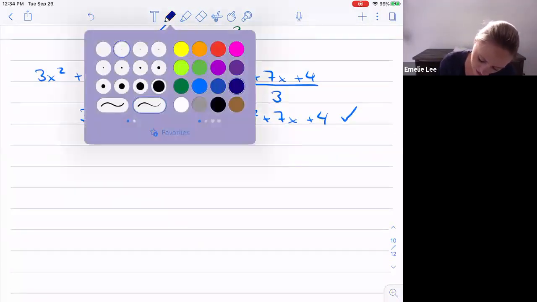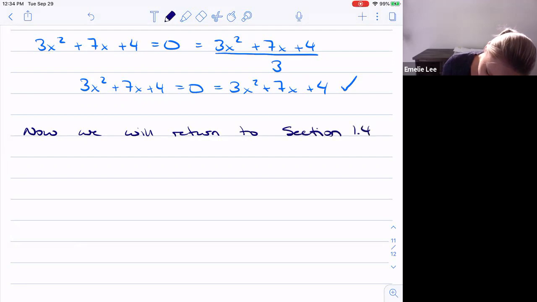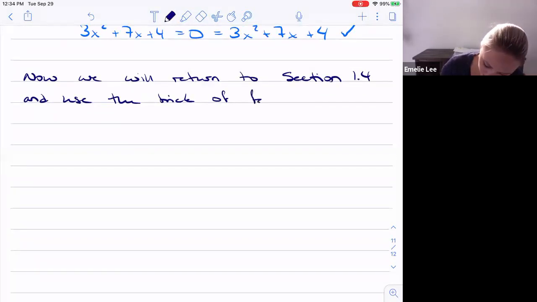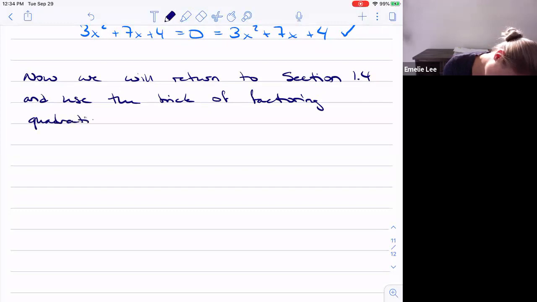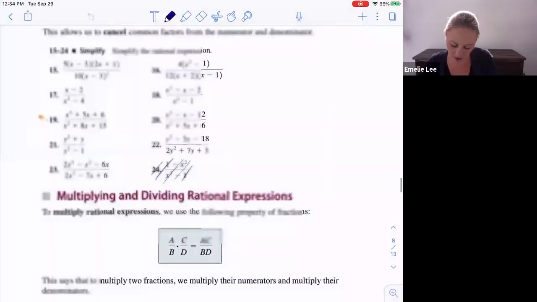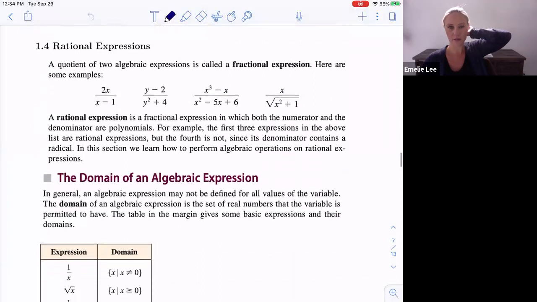So now we will return to section 1.4 and use the trick of factoring quadratics we just learned. If I go back into 1.4, we talked about the domain, fine. That was last day.